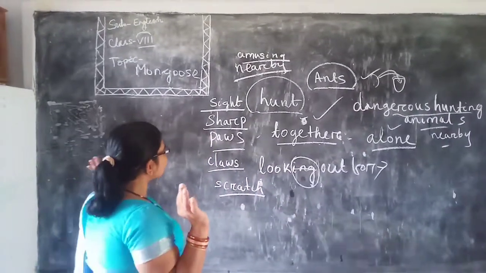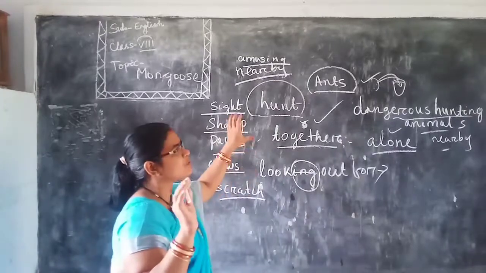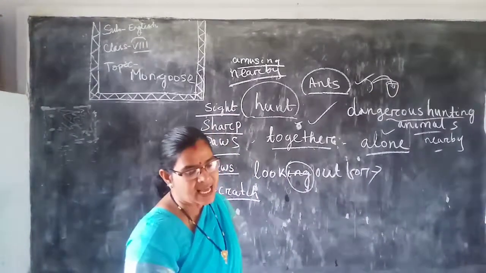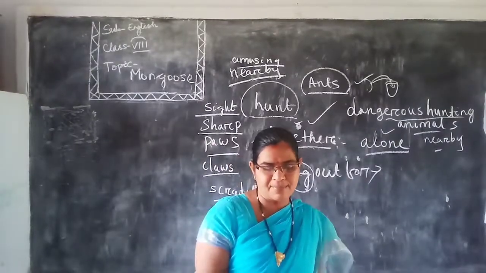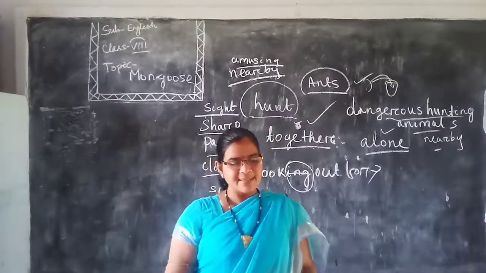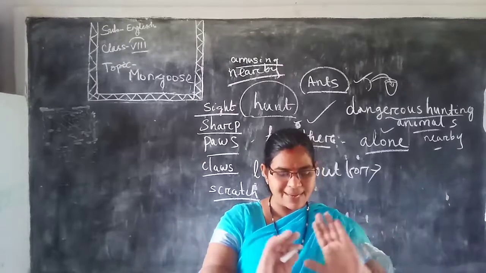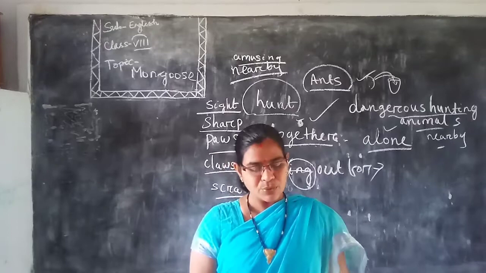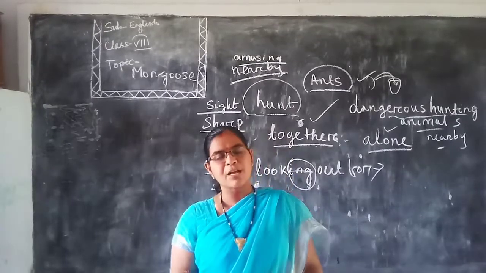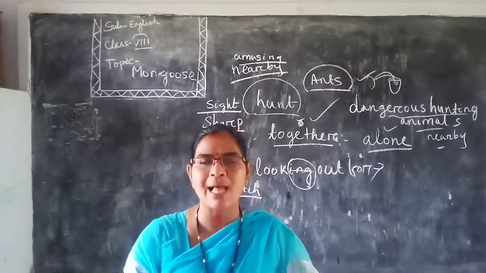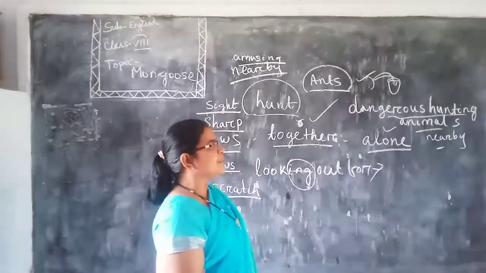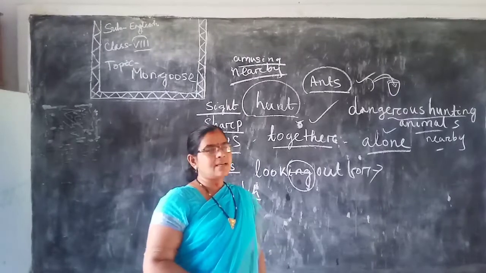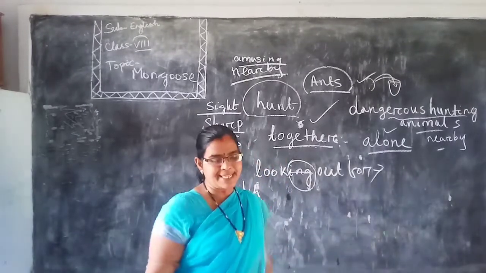Am I right? So what sight are we talking about? A very common sight in many parts of Africa as per your paragraph. What is that sight? The mongooses travel in groups of about 20. So how many mongooses travel at once? Mongooses travel in a group of about 20.